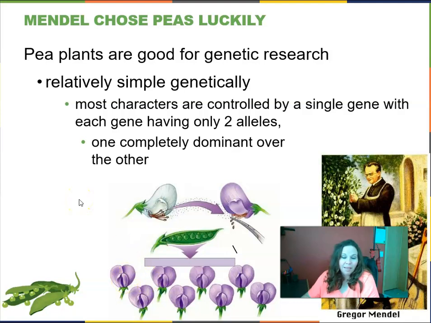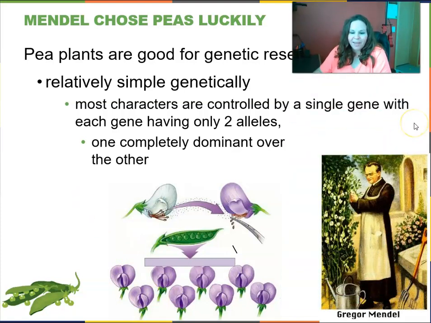So Mendel chose peas. Luckily, like I said, they are a good plant for genetic research. Relatively simple genetically. Most characters are controlled by a single gene, with each gene having 2 alleles. We now know there's exceptions to all of these rules, and some things, the way they're inherited, are a little more complex than this. Some traits are controlled by more than one gene, but for the traits that Mendel chose, he was pretty lucky that they were all basically a single gene with 2 alleles, one of them being completely dominant over the other, dominant and recessive traits. So it worked out pretty good. And again, he published his findings, but they kind of went unnoticed for quite a long time, till about 1900.